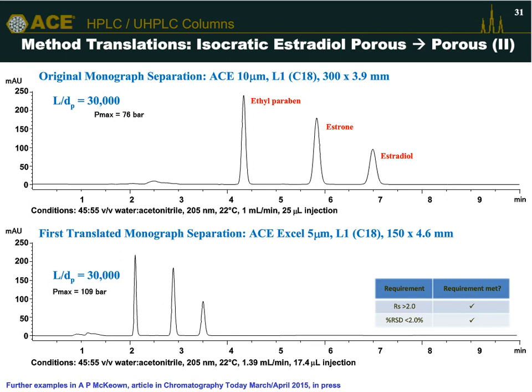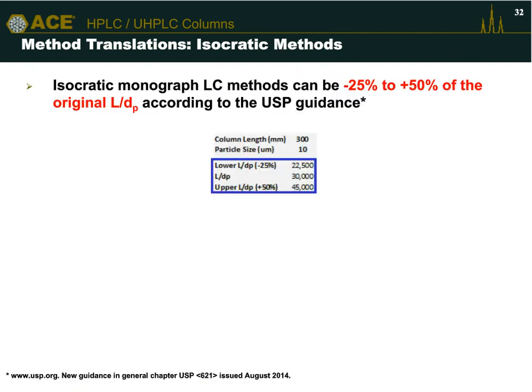Now, of course, we can go even faster if we wish, and the USP guidance provides us with flexibility. As I mentioned at the beginning of this section, the USP guidance allows us to go minus 25% to plus 50% of the L over DP ratio of the actual monograph. So in the blue box there, you can see L over DP is equal to 30,000, and if we calculate minus 25% of that and plus 50% of that, we can see that we're allowed to choose a column length to particle size combination that falls between 22,500 and 45,000.